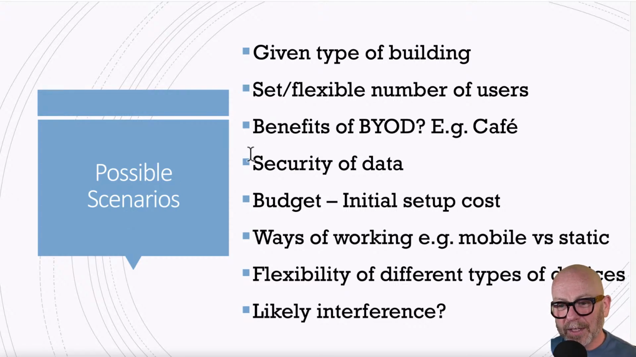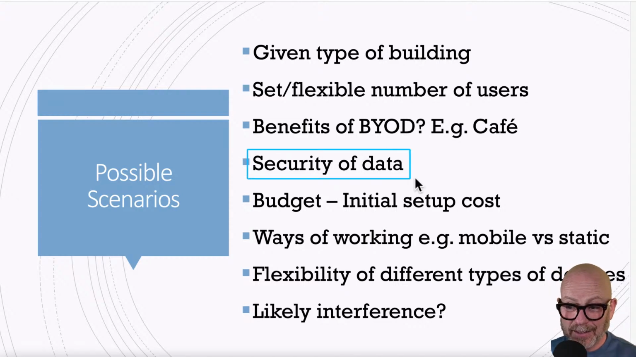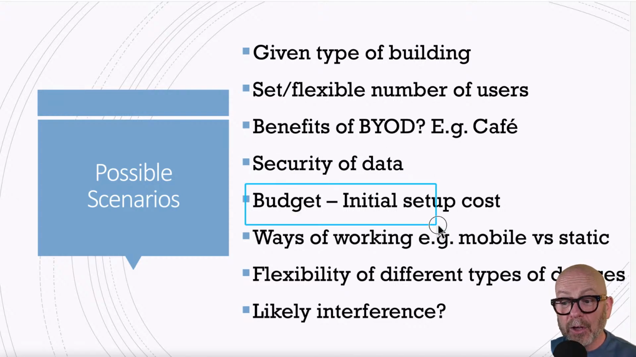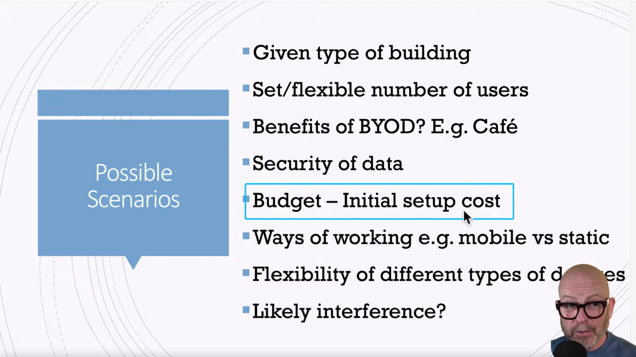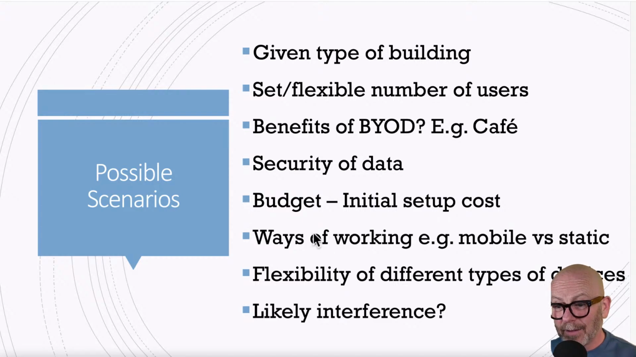Also think about things like security of data, the fact that wireless is less secure, and the cost: the initial setup cost, buying a switch, is very expensive, while a simple wireless network is far less expensive. And how is it that people would be working?